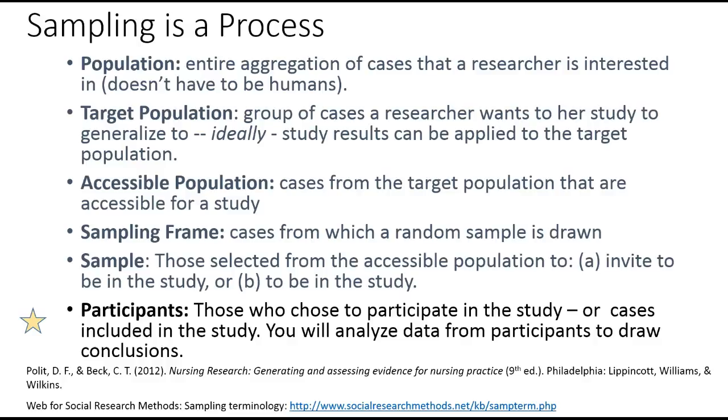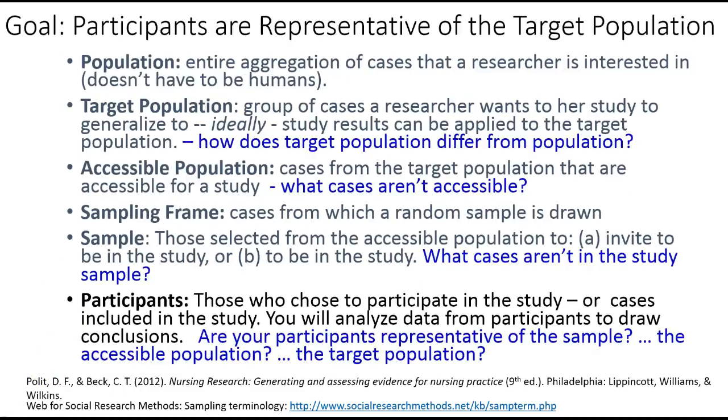And then finally, those participants who are actually in your study, if you invited them, they said yes, I will be in your study, and they actually participated, the people you have data for are the participants. So the goal, when we're finished with sampling, is to have participants who are representative of the target population. We want the characteristics of our participants to be similar to the characteristics of a target population.